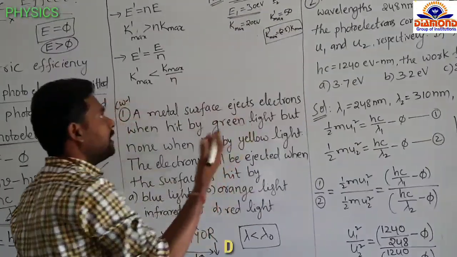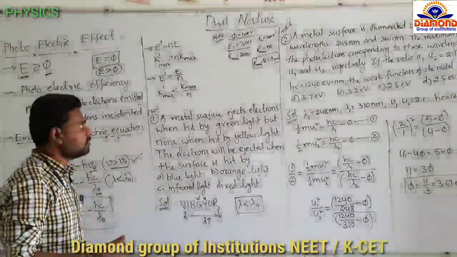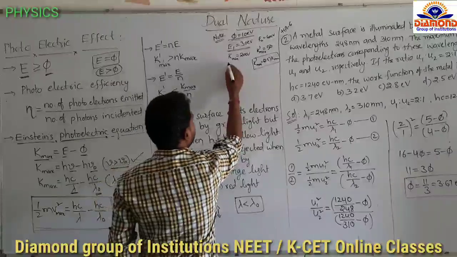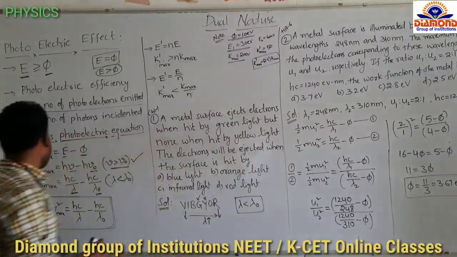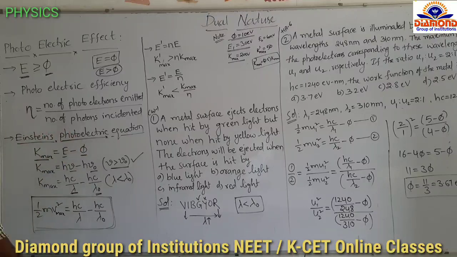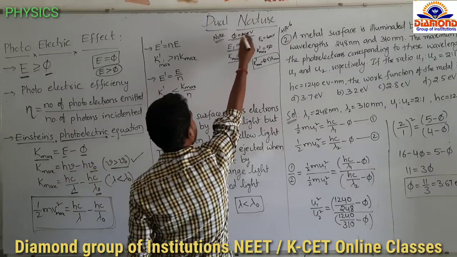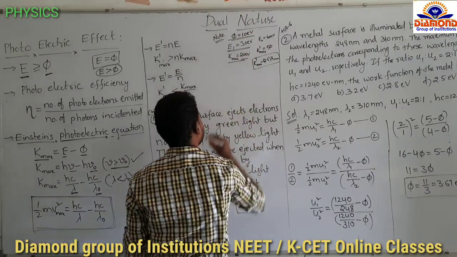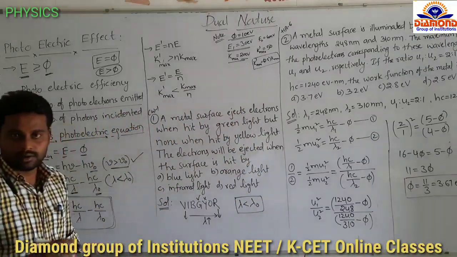So if the energy of the light radiation is 30 electron volt, then the maximum kinetic energy of the photoelectron is equal to E minus phi. So the E value is 30 electron volt, the phi value is 10, then we will get the maximum kinetic energy of the photoelectron as 20 electron volt.